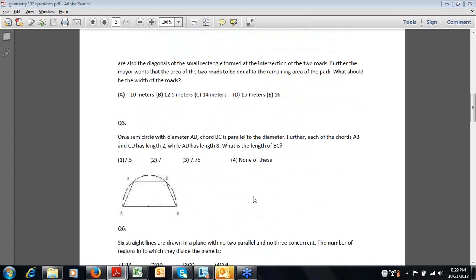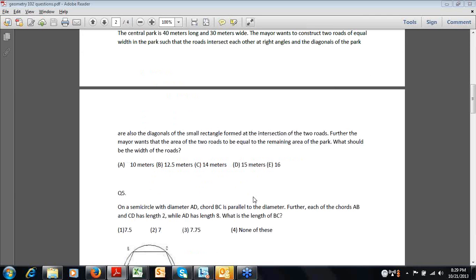Question number 5 has a figure, so I cannot copy that in the chat window. The rest all I have copied into the chat window.